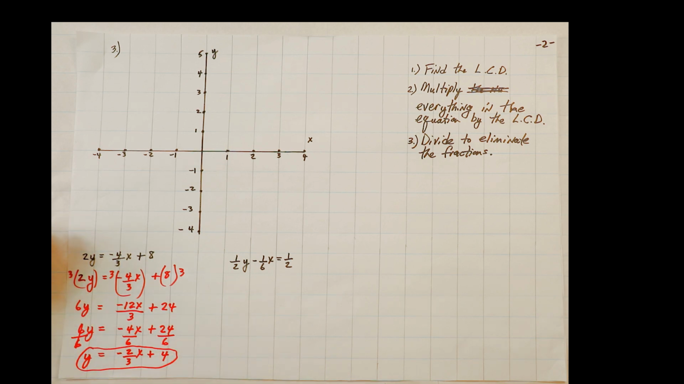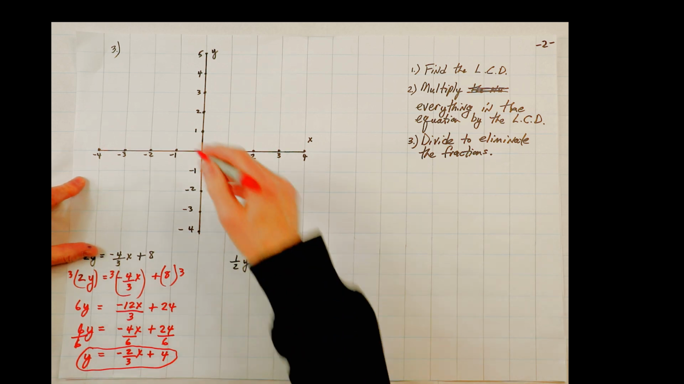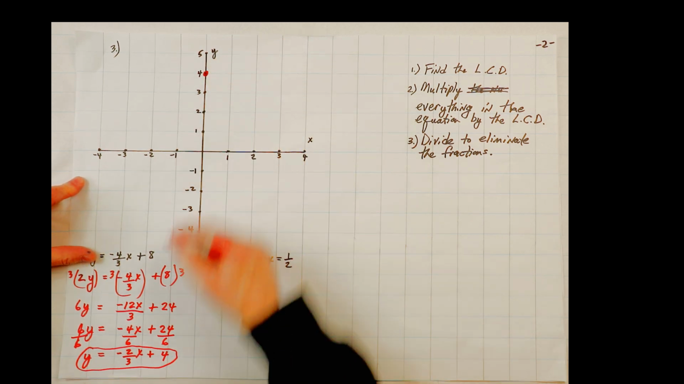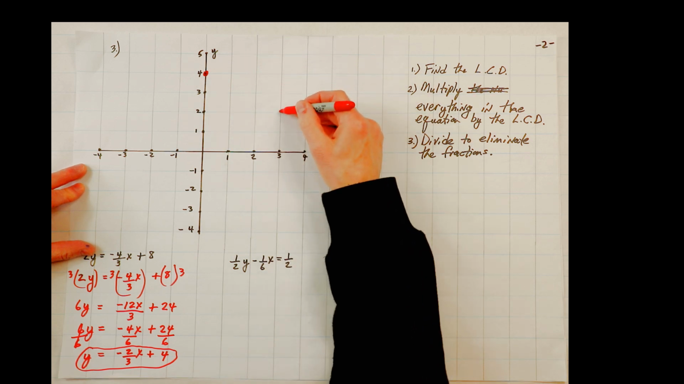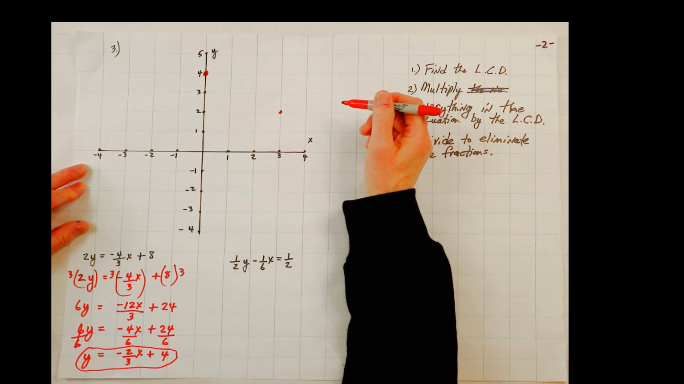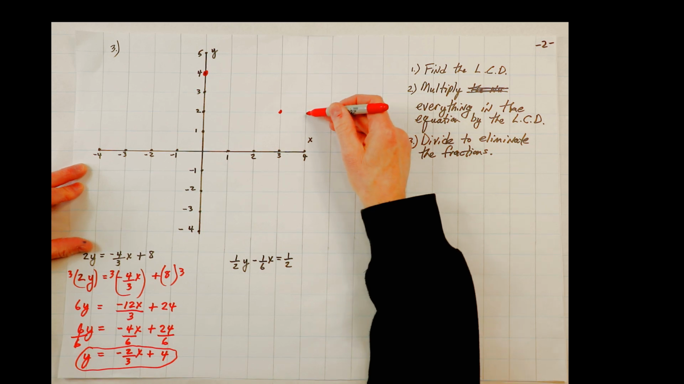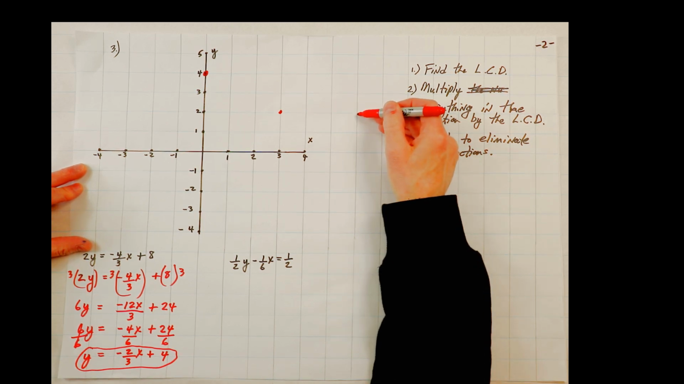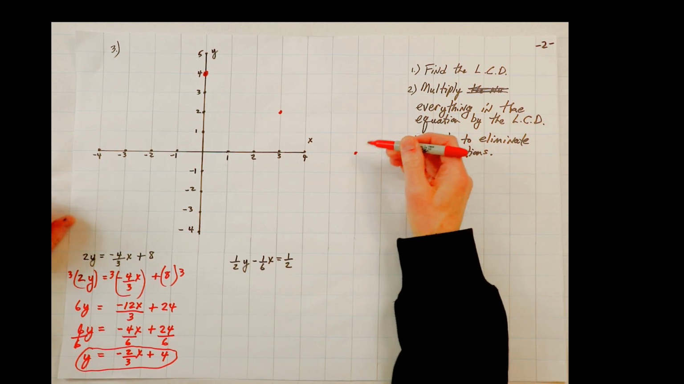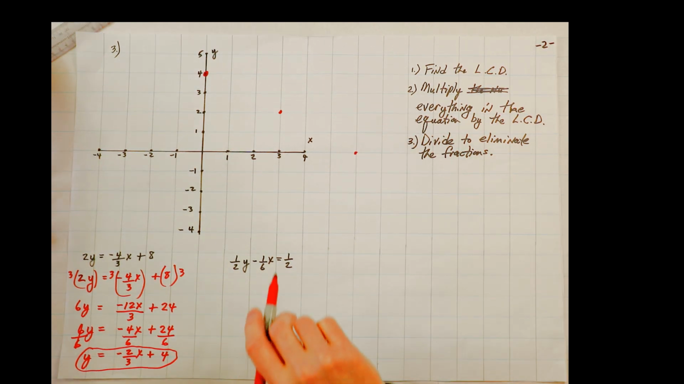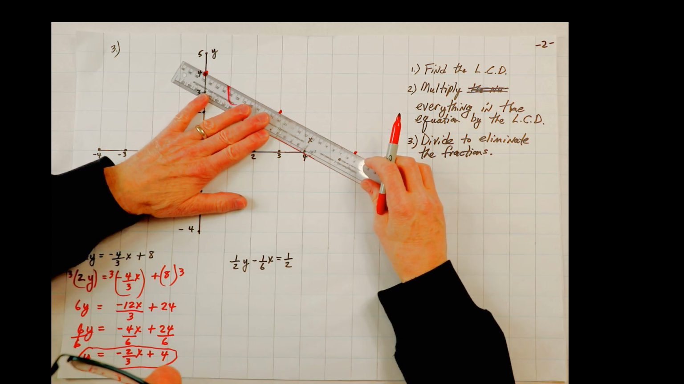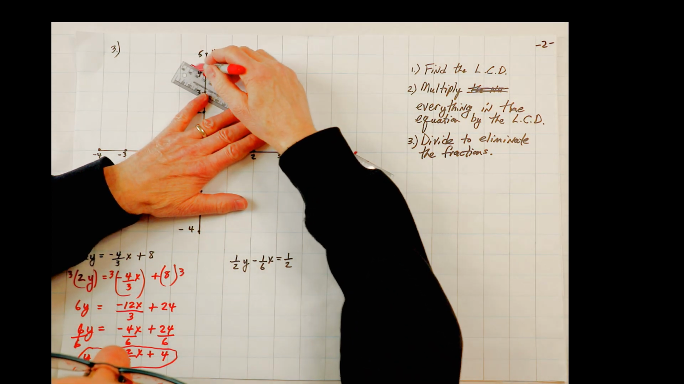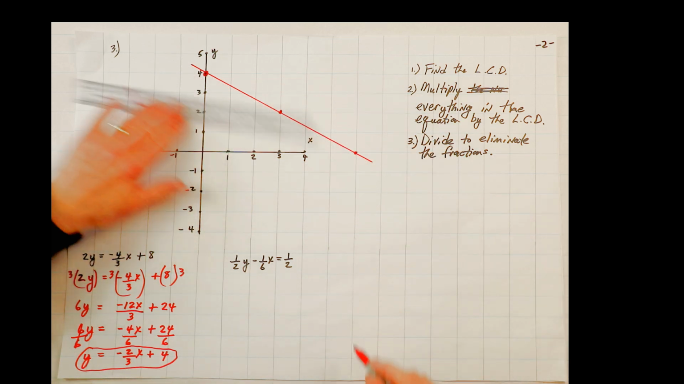There's our first equation. So it starts at 4, that's the y-intercept, and it goes right 3, down 2. Right 3, 1, 2, 3, down 2. So let's draw that line. There's that line.